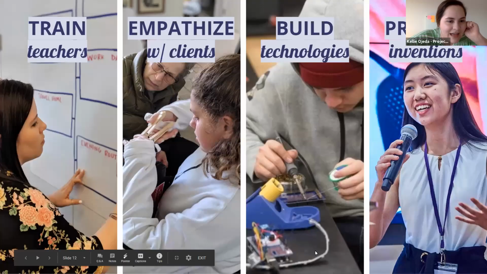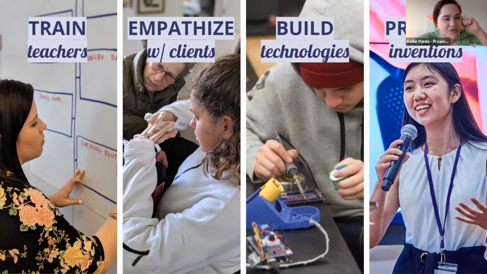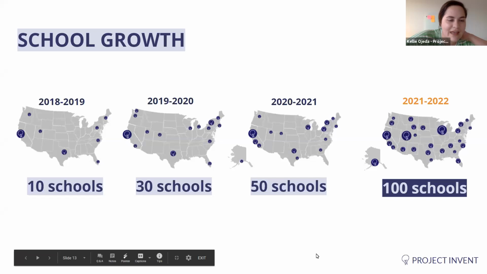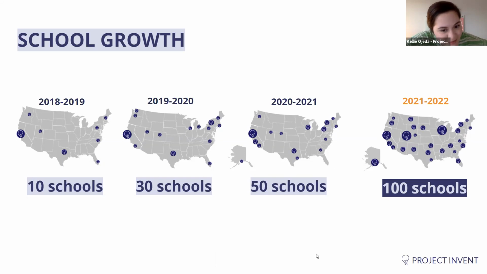And then next slide. This is at a glance what we do as an organization. We train teachers, we get students empathizing with clients, we get them building technologies, and then we give them an opportunity to present their inventions. And I just want to plug out there that we are trying to get into 100 schools this next school year. We are pretty much doubling. And so we're looking for people that are in here today that are teaching high school and think that this would be an opportunity that would work for them.